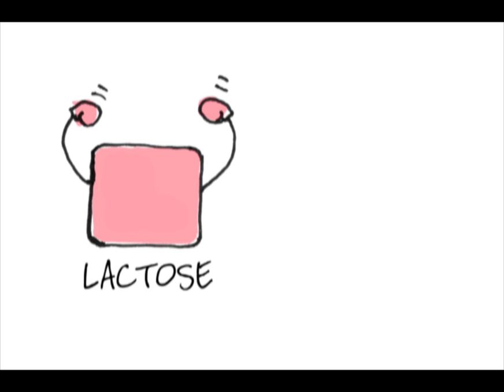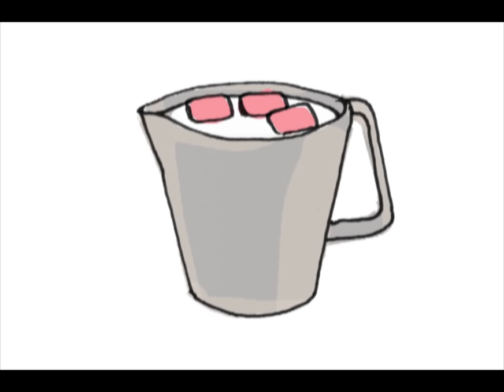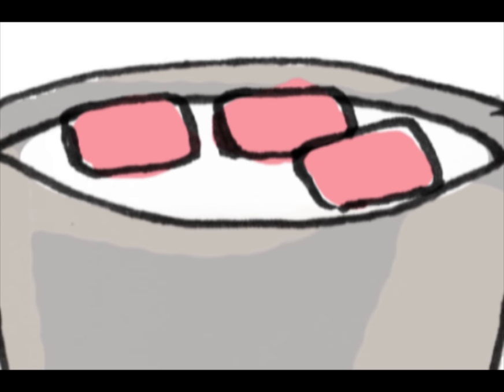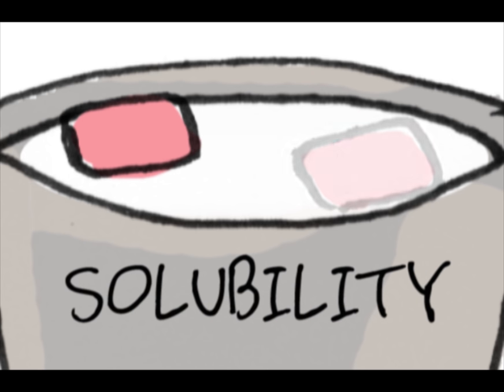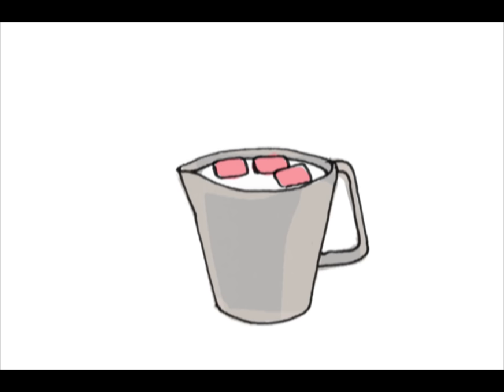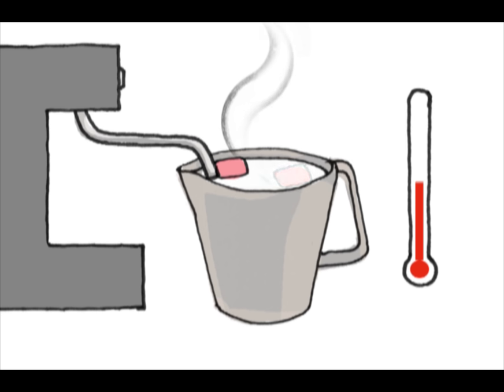Well, milk contains lactose, a sugar similar to sucrose, which is standard table sugar. Lactose is present in the milk, but it's not highly soluble. Solubility is the ability to dissolve into a liquid. Now, when we heat up the milk by steaming it, we're actually increasing the solubility of the lactose. As the milk's temperature increases, the taste is perceived as sweeter. I say perceived because the sugar is always there. It's just not fully dissolved in the liquid.